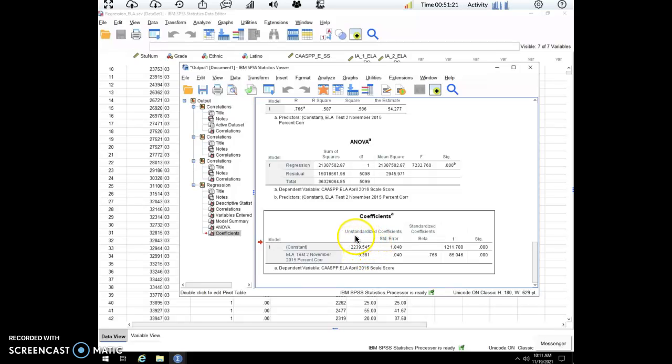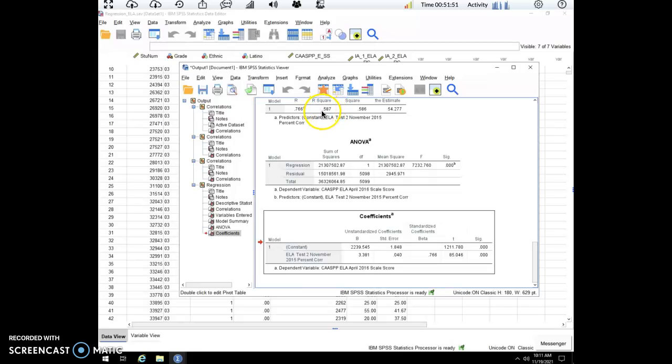This is the intercept. Here is our unstandardized slope. The correlation coefficient is our standardized slope. The coefficient of determination is R squared, which is the percentage of variation in the April test that you can explain with the November test score.